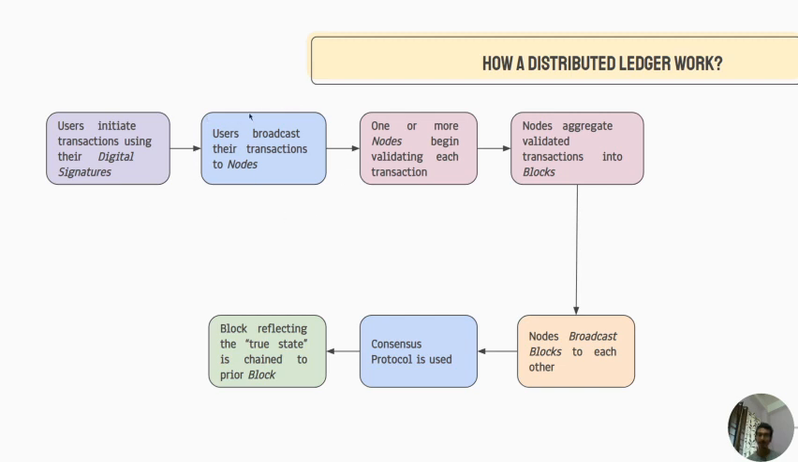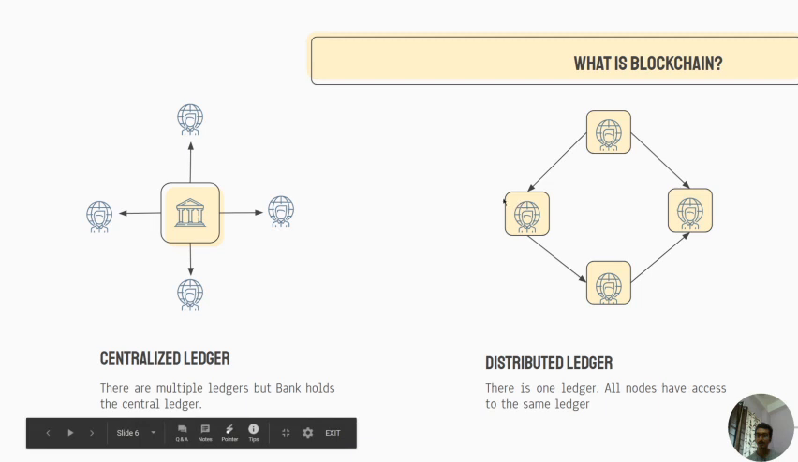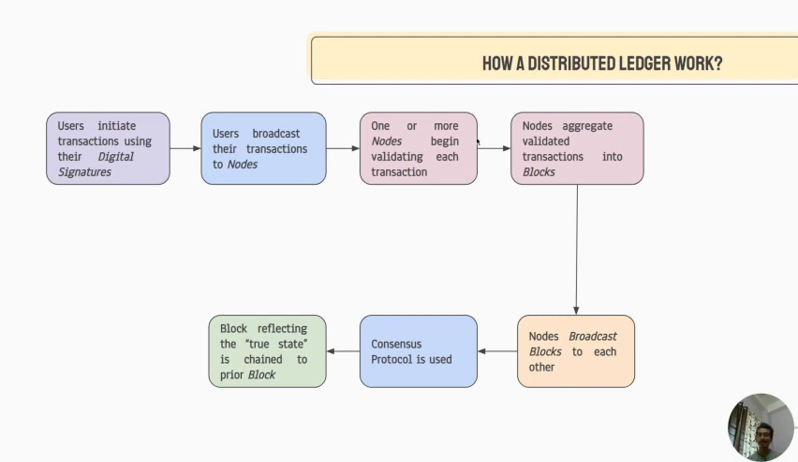And users broadcast the transaction to nodes, which means that a transaction doesn't have to be a withdrawal or deposit. It has to be information. Is it correct? Is it right? So it has to be validated, right? For validation, a single node can't take it in a distributed ledger. So it broadcasts all the information to all the nodes. Then one or more nodes begin validating the transaction.